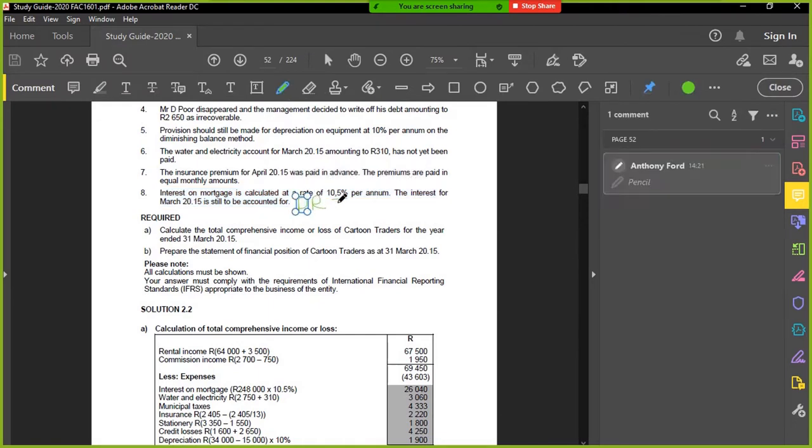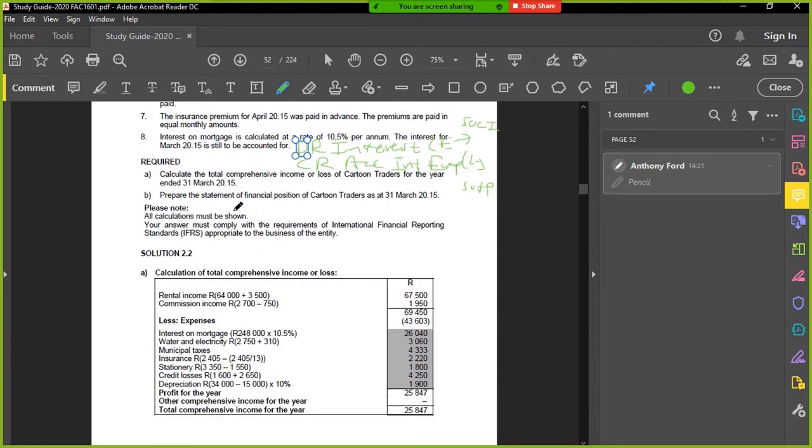Debit interest, credit accrued interest expense. Interest is an expense. It must go to the statement of comprehensive income. Accrued interest expense is a liability. It must go to the statement of financial position. And that's how you would adjust it. All right, that's my approach. That's how I do disclosure questions.